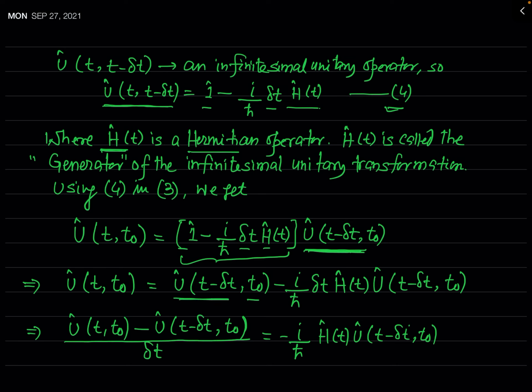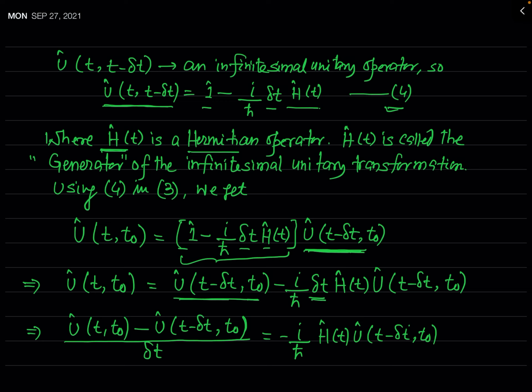Now let us take this term in the RHS to the LHS. So this will be U hat(t, t naught) minus this much, and also we divide both sides of this equation by delta t. So in the RHS this delta t will cancel out and our result is minus i by h bar H hat(t) U hat(t minus delta t, t naught).